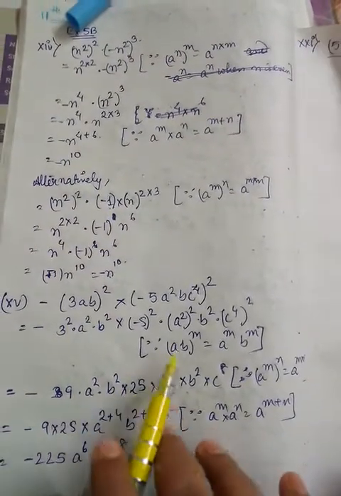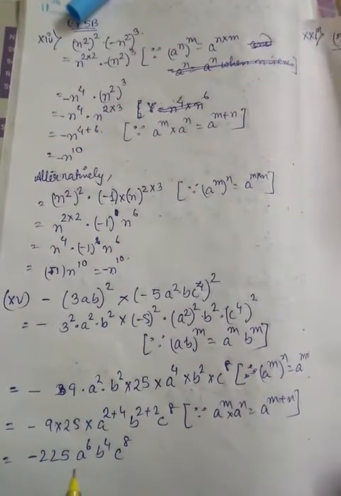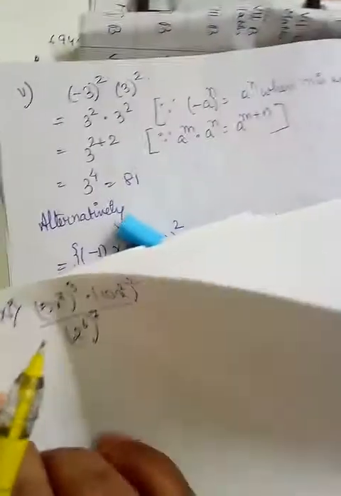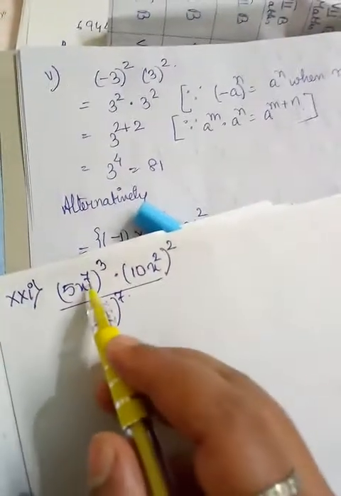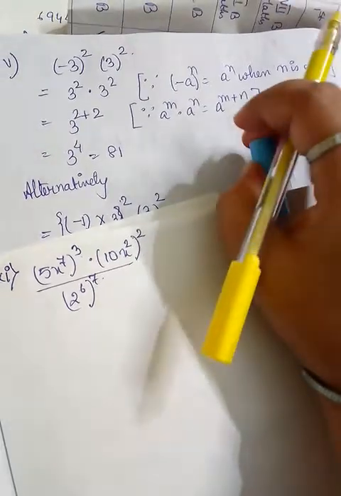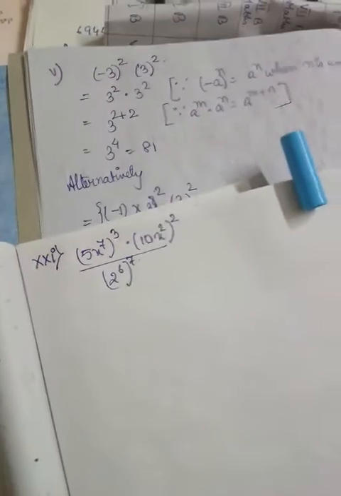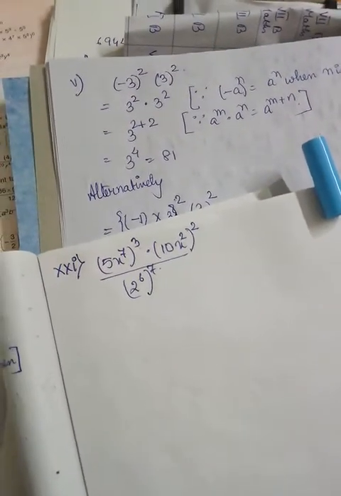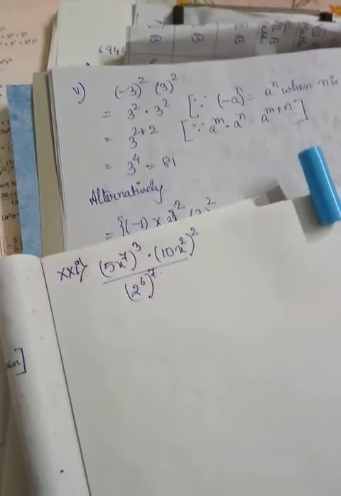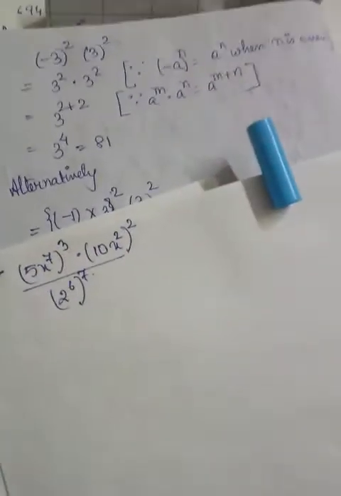And so we have used the general laws and we have solved it. Clear? Now moving on next, see question number 21. 5x to the power 7 whole cube into 10x square whole square into 2 to the power 6 whole 7. Now till date whatever questions we were solving, basically we were having all the exponents base were same, or they were in the form of prime factors, or they were able to cancel them directly.